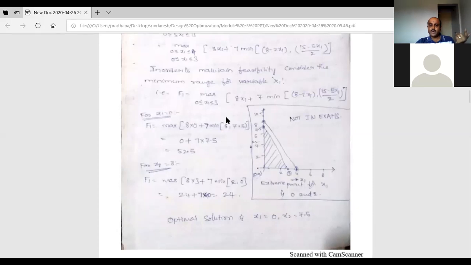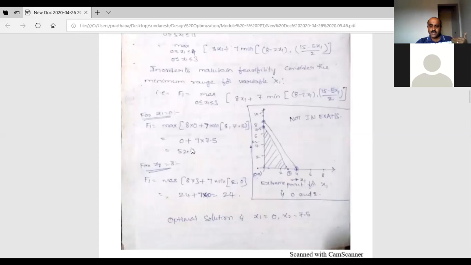So what you are going to get is 8 plus 7 times the minimum of 6 comma 5. Between 6 comma 5, the minimum value is 5. So in the equation what we write is 8 plus 7 into 5. So 7 into 5 is 35, 35 plus 8 is 43. So the value of f1 will become 43.